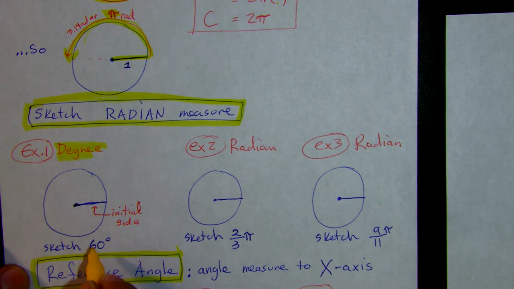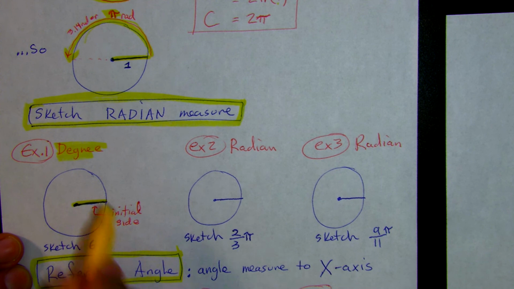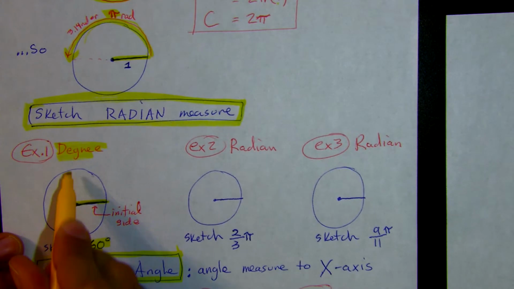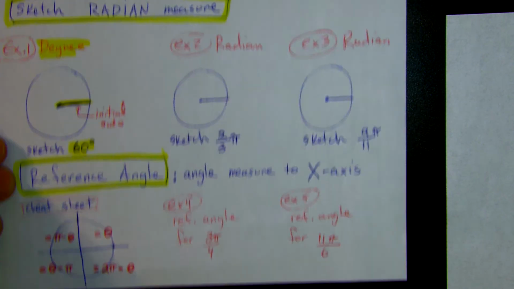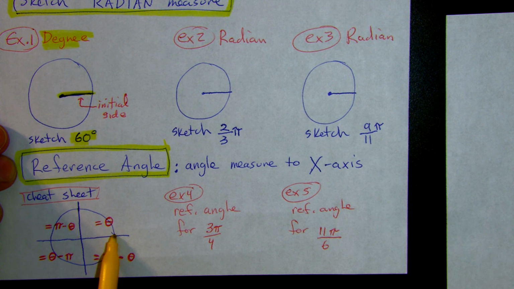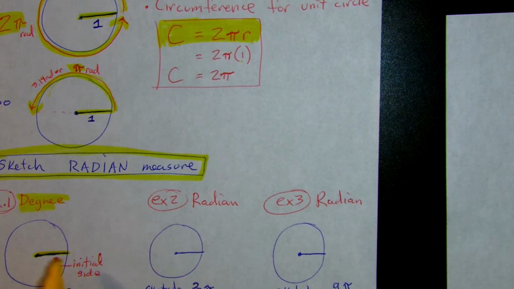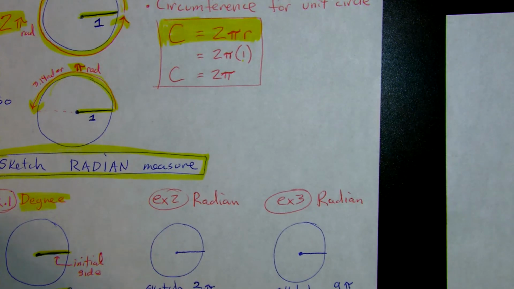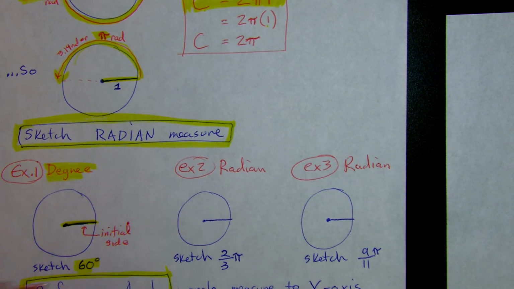But if I said I need you to sketch 60 degrees, first off, make sure you have this label. This is our initial side. It always starts right here to the right. If this is a coordinate grid, like down here, I show you the coordinate grid. It starts here at (1, 0). That's always our starting point. Okay, guys? So if I needed to sketch from this initial side, I'm going to be creating what's called a terminal side. That's where it opens up to.